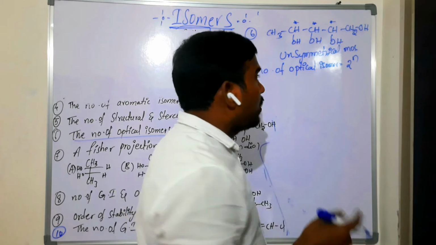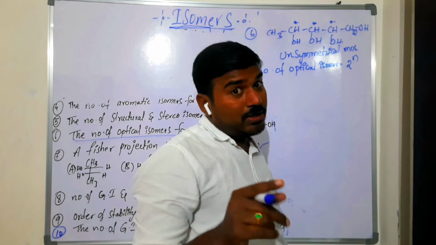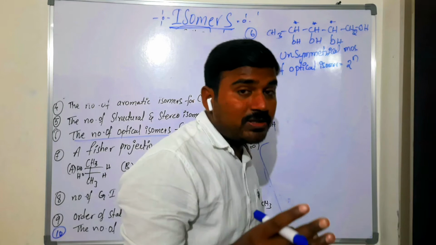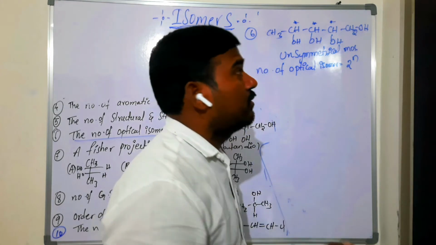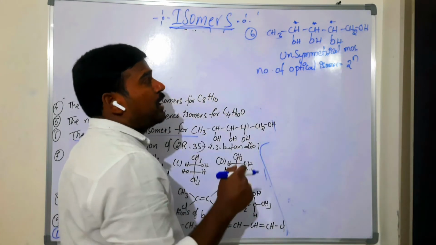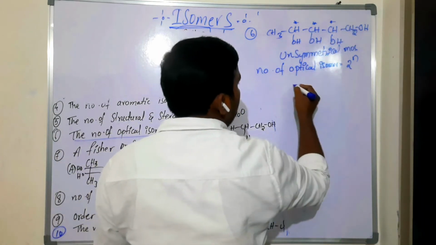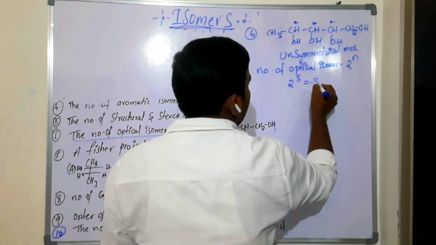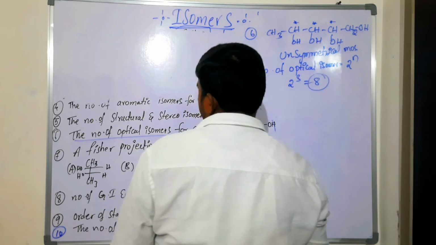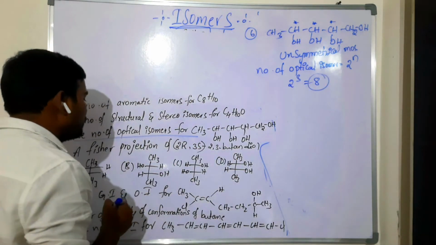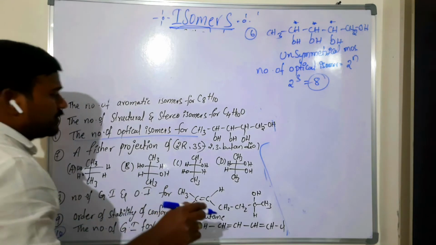You can watch how to find the number of optical isomers in case of unsymmetrical and symmetrical molecules in the previous video on optical isomers. So 2 power n. How many chiral carbons are there? 3. That is 2 power 3, that is 8. So 8 optical isomers are possible.